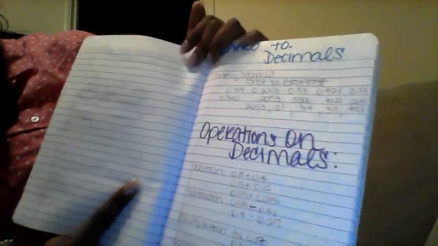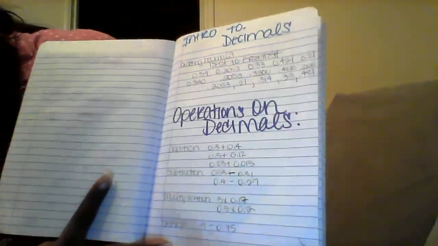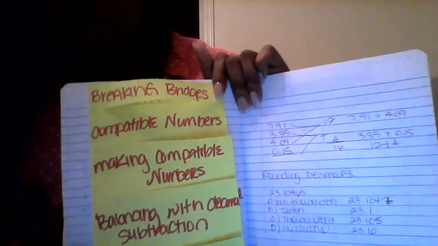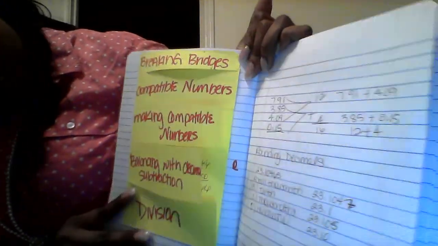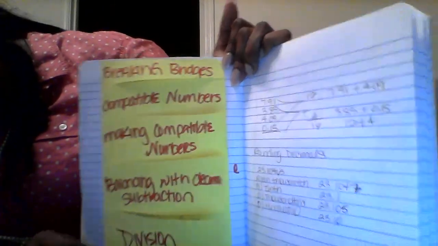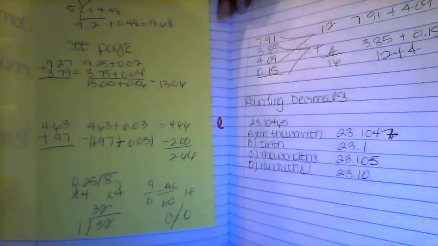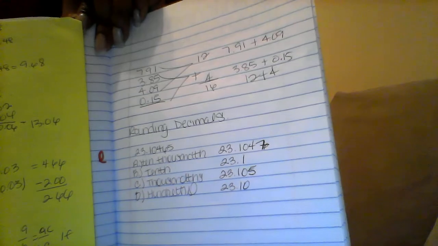Intro to decimals. Got the ordering decimals, then I have the operations of decimals: addition, subtraction, multiplication, and division. Breaking bridge, compatible numbers, making compatible numbers, balancing, and division. I have examples of each one. That's how you do it over to the side.